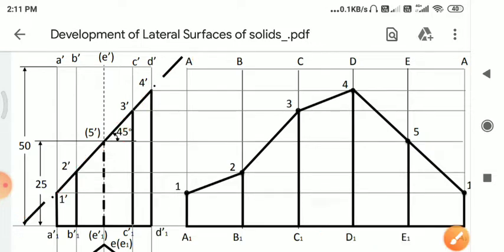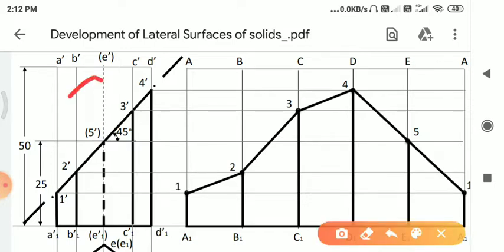Now you have to decide how much angle you have to draw. 45 degrees he has mentioned, so 45 degrees you have to draw. The nature of the section line passing will decide which is the retained portion and which is the removed portion. Here this light line is the removed portion. This dark line is the retained portion.